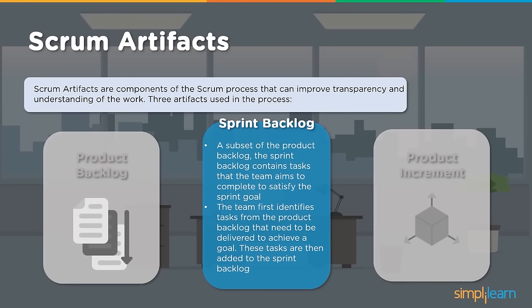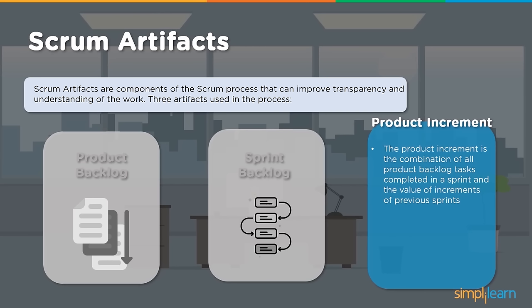So there should be an agreement between both. And once it is added, once it is agreed as part of that sprint, the output of the sprint would be the one which needs to be completed as part of it: the objectives, the goal, the results, which is specific working software. Then the product increment. This refers to the combination of all product backlog tasks completed in the sprint and the value of the increments of previous sprints.